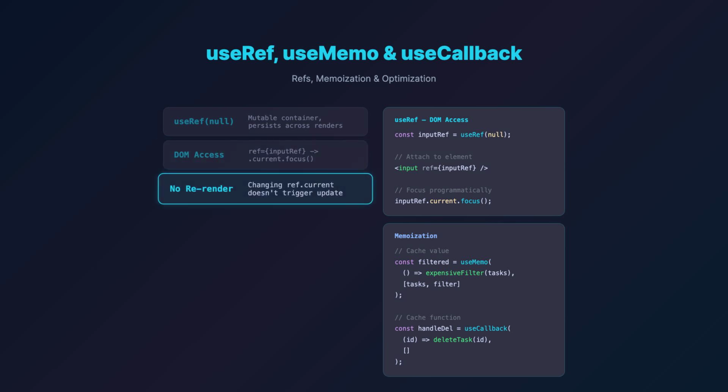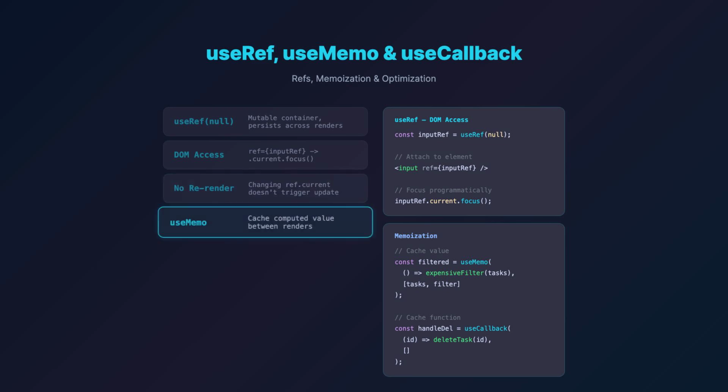Unlike state, changing a ref does not trigger a re-render. This makes refs perfect for storing values that change but don't affect the UI. Previous state values, timer IDs, external library instances.